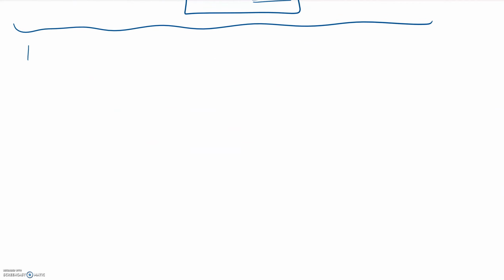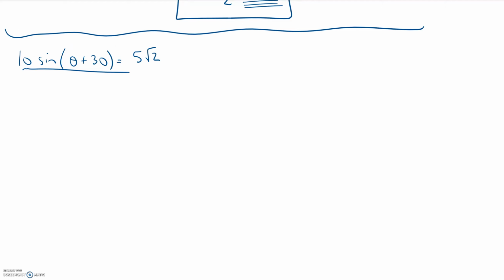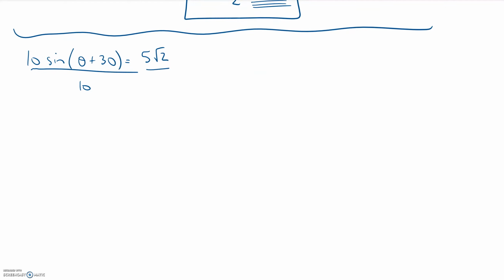Try this problem, see what you can come up with. 10 sine of theta plus 30 equals 5 rad 2. Pause the video and give it a shot. I'm going to divide by 10, divide by 10. So I have sine of theta plus 30 degrees equals rad 2 over 2. I can unrationalize, so I have sine of theta plus 30 degrees equals 1 over rad 2.